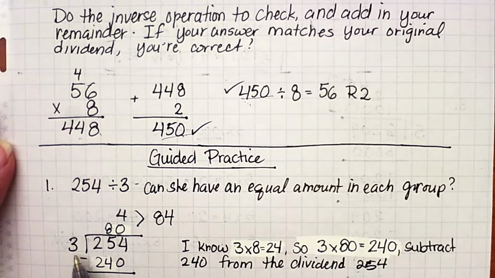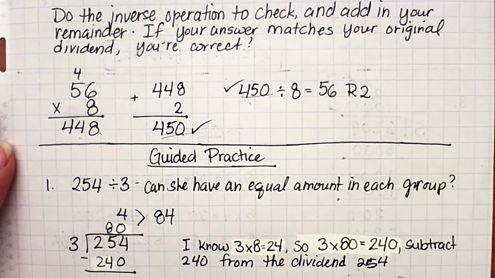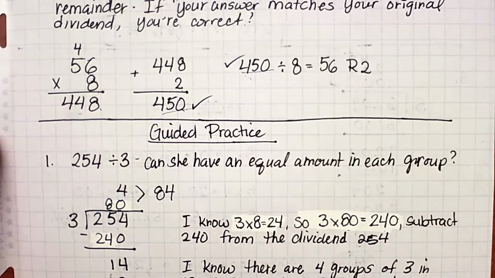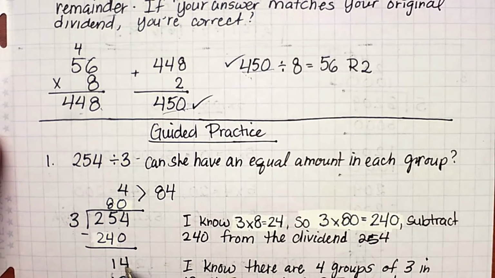Now I have to think, how many groups of 3 are there in 254? So I know 3 times 8 is 24. So 3 times 80 will give me 240. So I'm going to start with that. I'm going to put my 80 up here and my 240 down here, and I'm going to subtract them, and I'm going to get 14 left over.